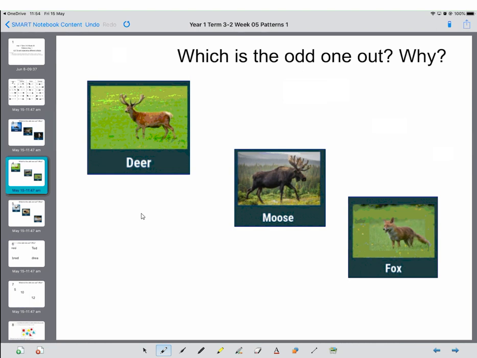So you've got a deer, a moose, and a fox. Try to decide what the odd one out is and why with this one. Tell your grown-up. And grown-ups, when you're ready, move on to the next slide.